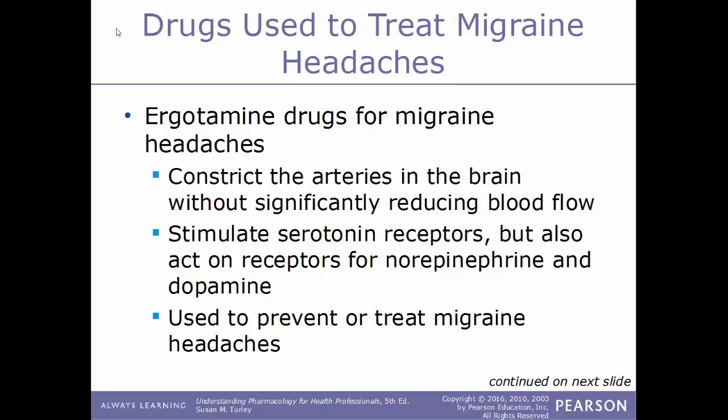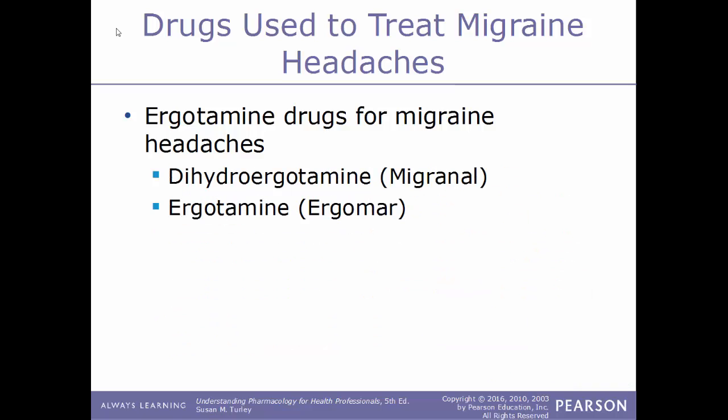Another class of drug that's used to treat migraines are called ergotamines. And these work because they constrict the arteries in the brain without significantly reducing blood flow. These act by stimulating serotonin receptors, but also act on the receptors for norepinephrine and dopamine. And these are used to prevent or treat migraine headaches. These are some examples of drugs that fall under this class. Dihydroergotamine, also known by its brand name Migranal, and ergotamine, sold under the name Ergomar.